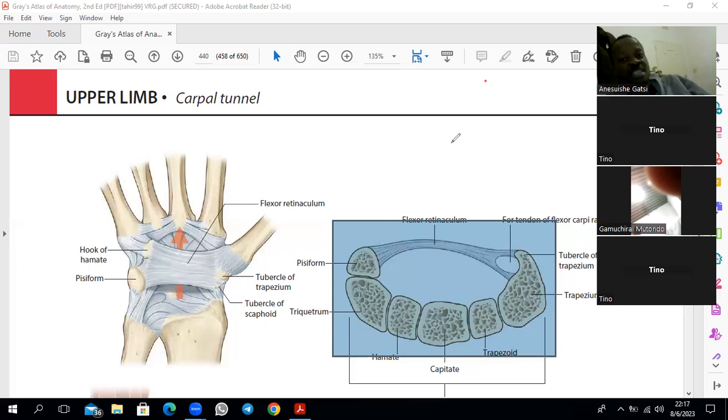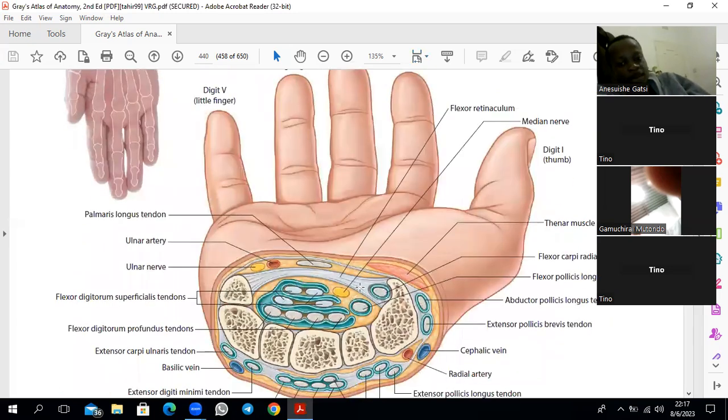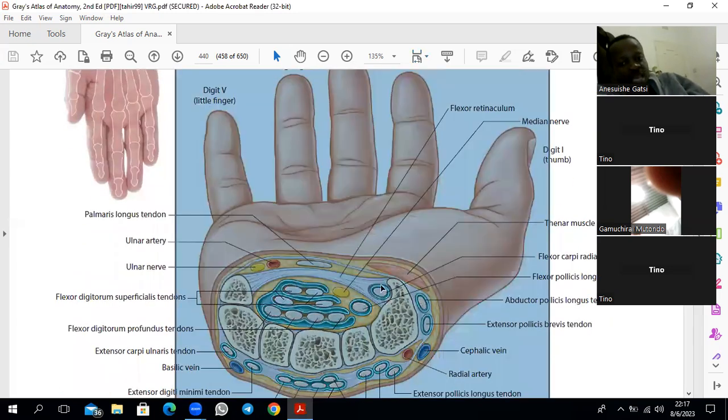So flexor carpi radialis will pass in a split, or in a gap, that you find in the flexor retinaculum. Right. So here, this is flexor carpi radialis. It passes in a split. Right. Then we now have 3 from the superficial group. The 4th muscle was palmaris longus.